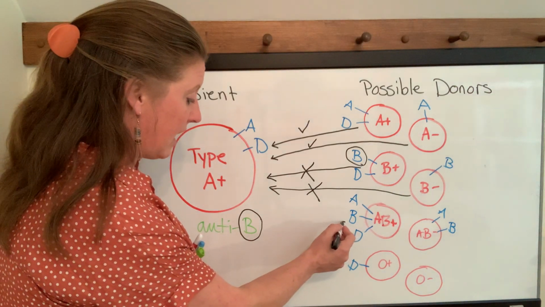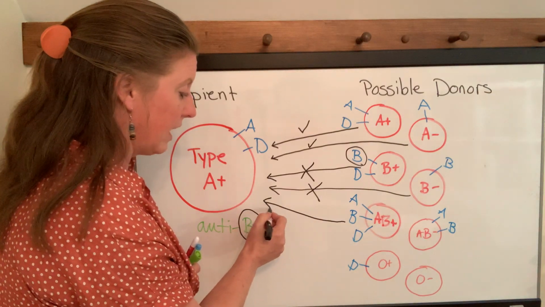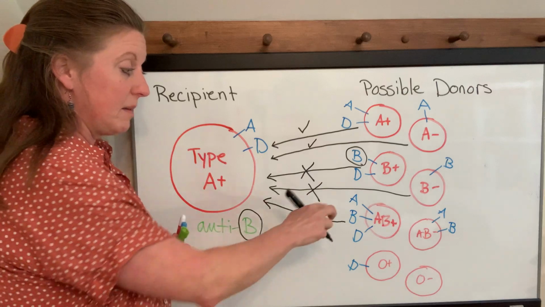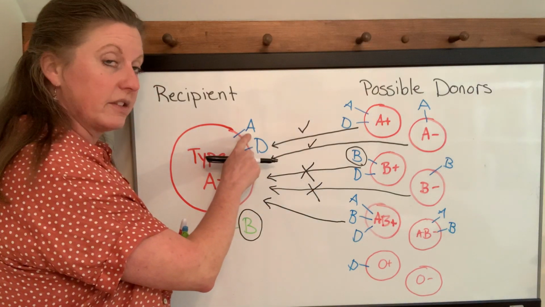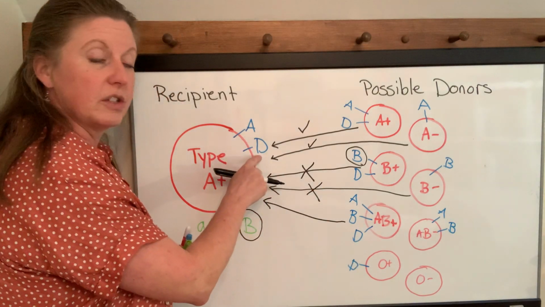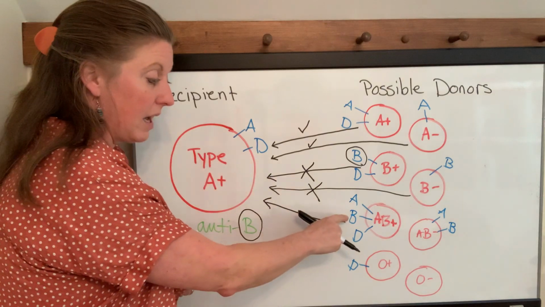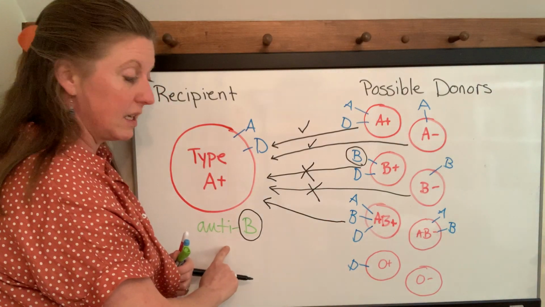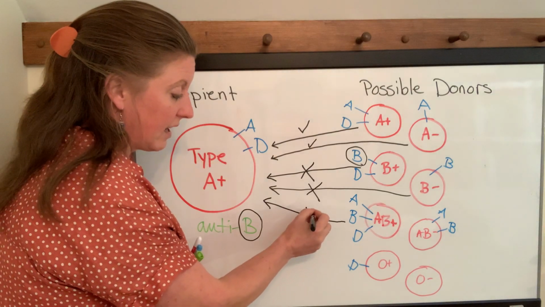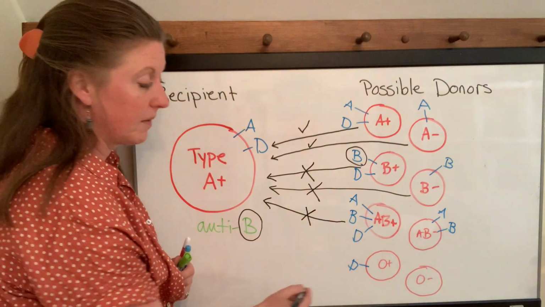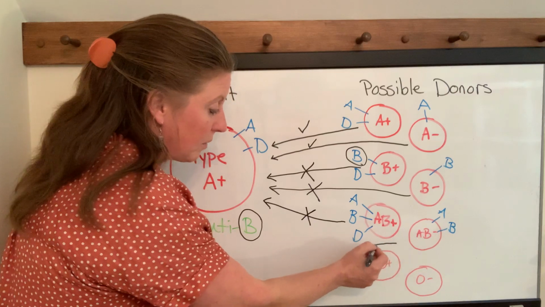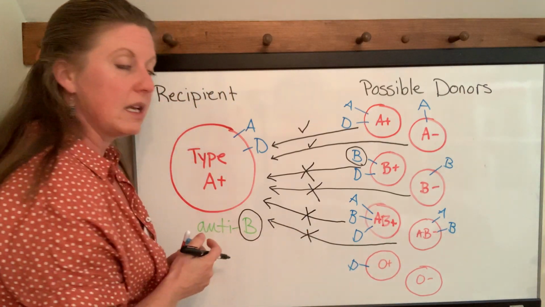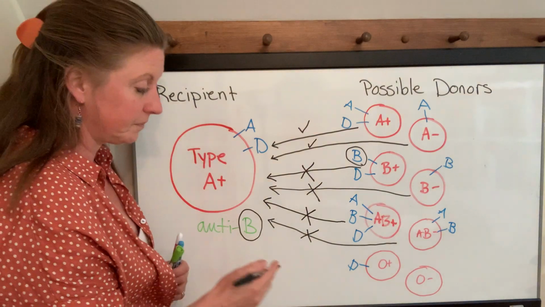Now, can I give type AB positive blood to someone with type A positive blood? All right, they both have the A antigen, so that's fine. They both have the D antigen, so that's fine. But this B antigen, again, causes a problem because of the anti-B antibodies. So I cannot give them type AB blood. And again, it doesn't matter whether that's AB positive or AB negative. Anything with a B, we can't do it.